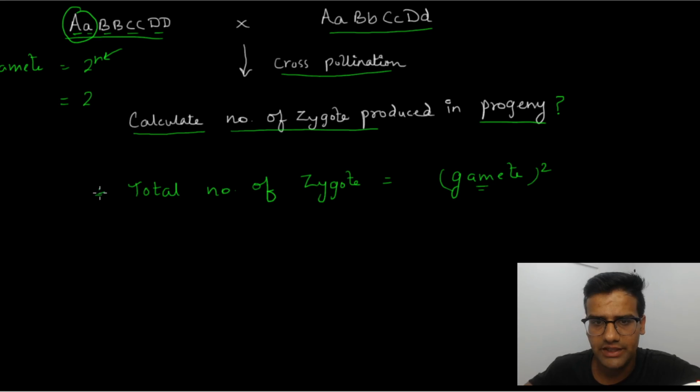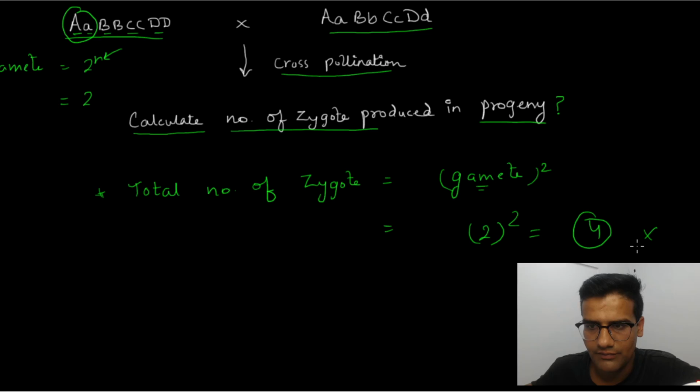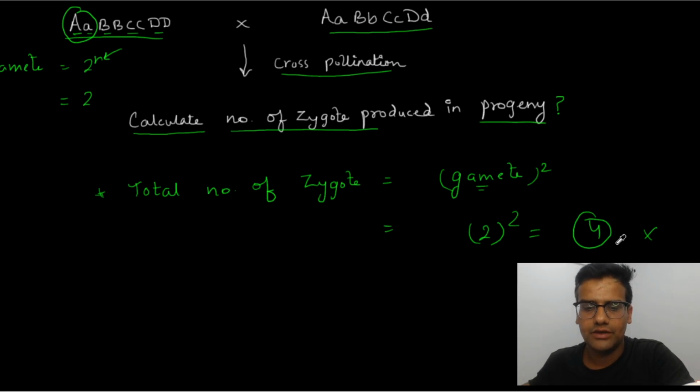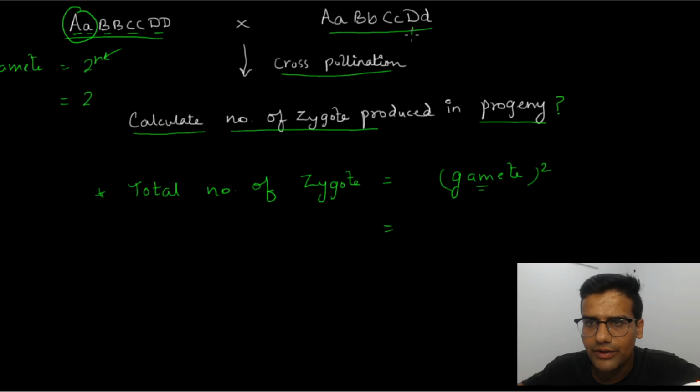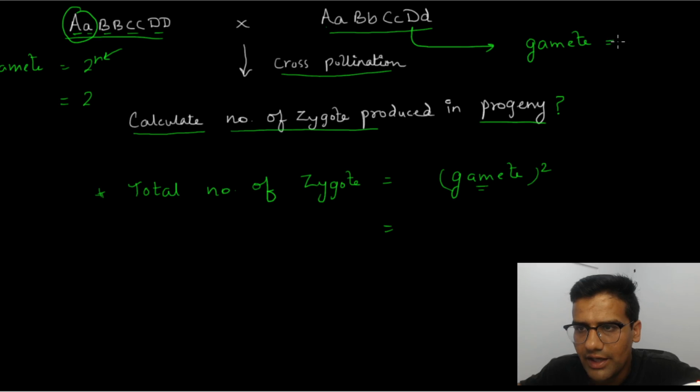So if we simply take the number of gametes from this plant, you will get 2 squared, and the total number of zygotes would be 4. That's simply wrong. So you cannot solve it by simply squaring the gametes. If we talk about this particular genotype, the value of n would be 1, 2, 3, 4. So n is equal to 4, and 2 to the power 4 means 16.